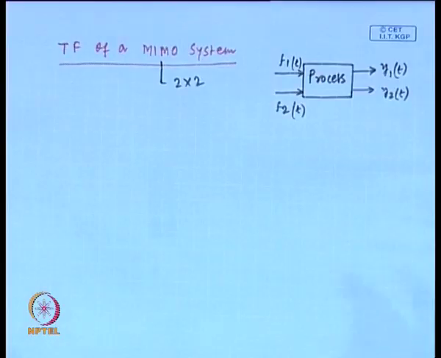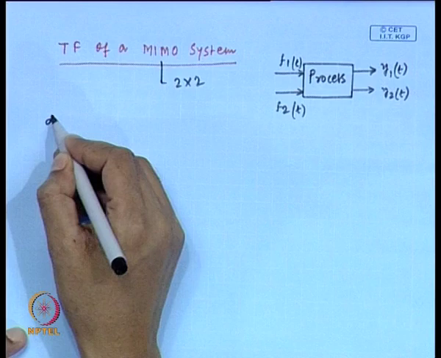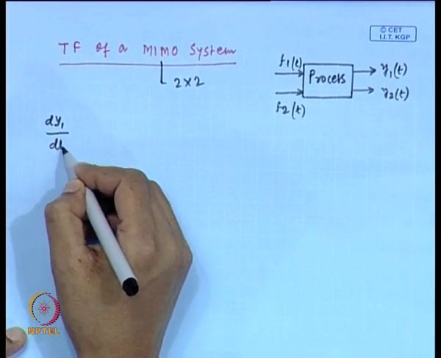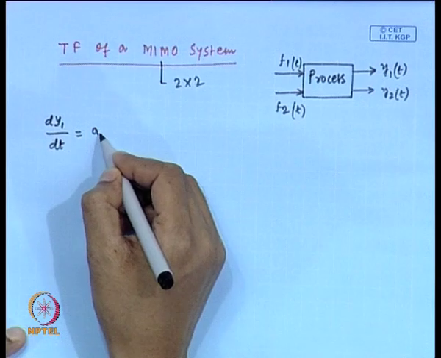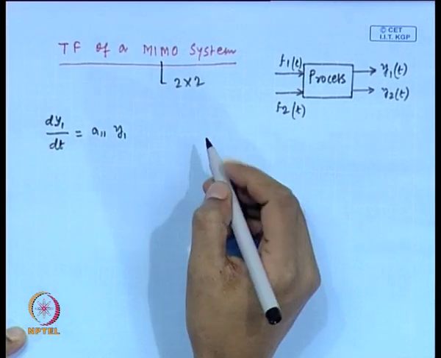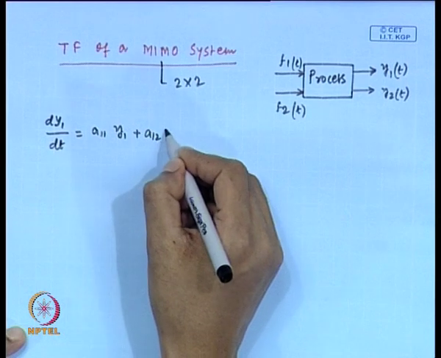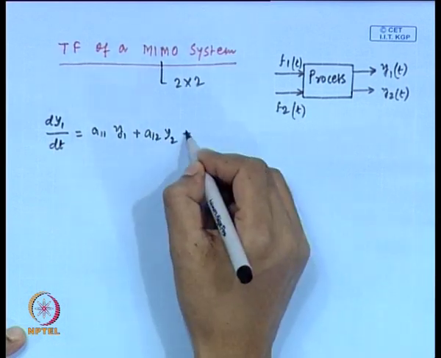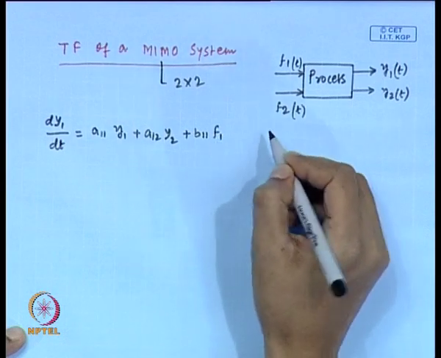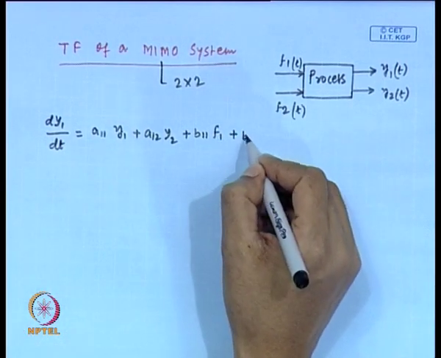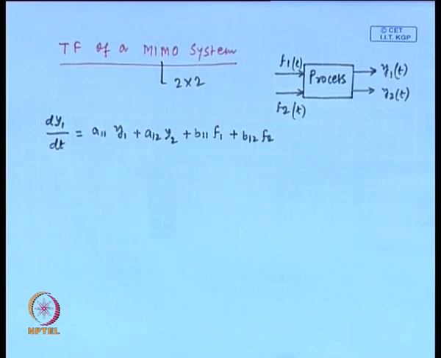So, input output model is dy1/dt equal to A11 y1 plus A12 y2 plus B11 f1 plus B12 f2. This is a linear equation, and this equation is representing the variation of y1. Fine.